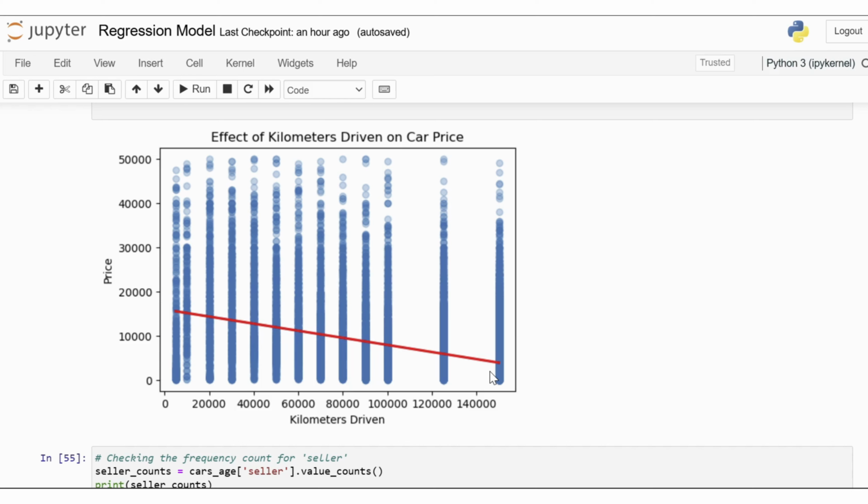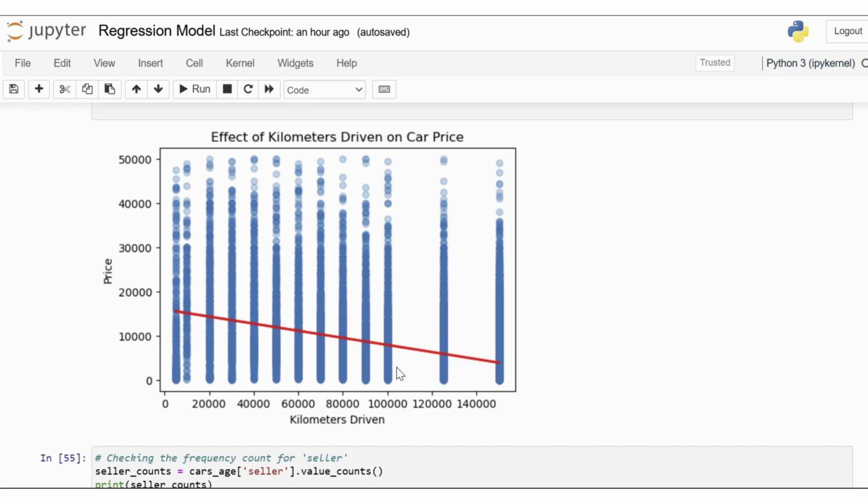On the left side of the plot, where the kilometers driven is between 0 and 50,000, we see a higher concentration of cars with relatively higher prices. This indicates that cars with lower mileage tend to be more expensive. And as we move to the right, to kilometers driven above 50,000, the prices tend to decrease, showing that cars with higher mileage are generally less expensive.